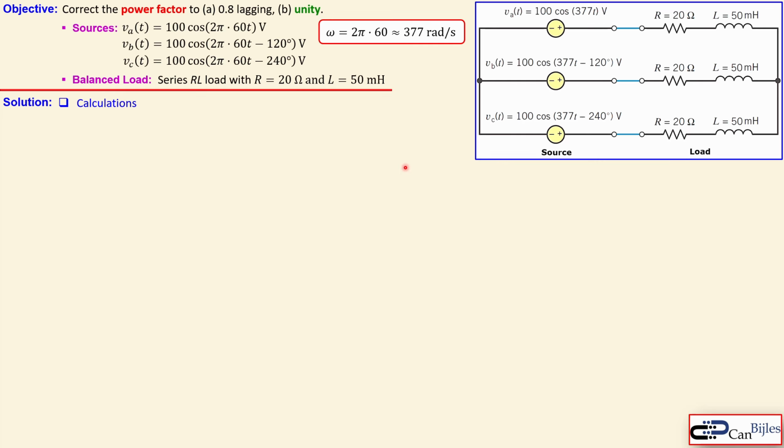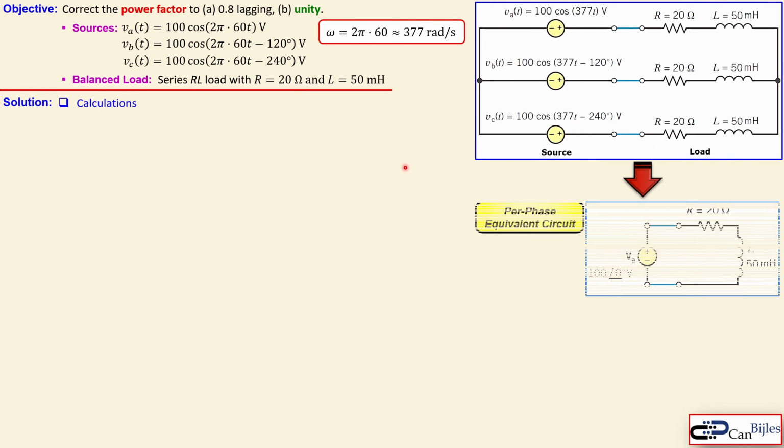Now, using a three-phase circuit, it's helpful to look at what we call the per phase equivalent circuits. In this case, we have a balanced load. That means this node and that node are virtually connected to each other. So we can assume that the VA voltage source will be across the resistor and the inductor combination here in series. So we can take that out and carry out our calculations just looking at that part of the circuit.